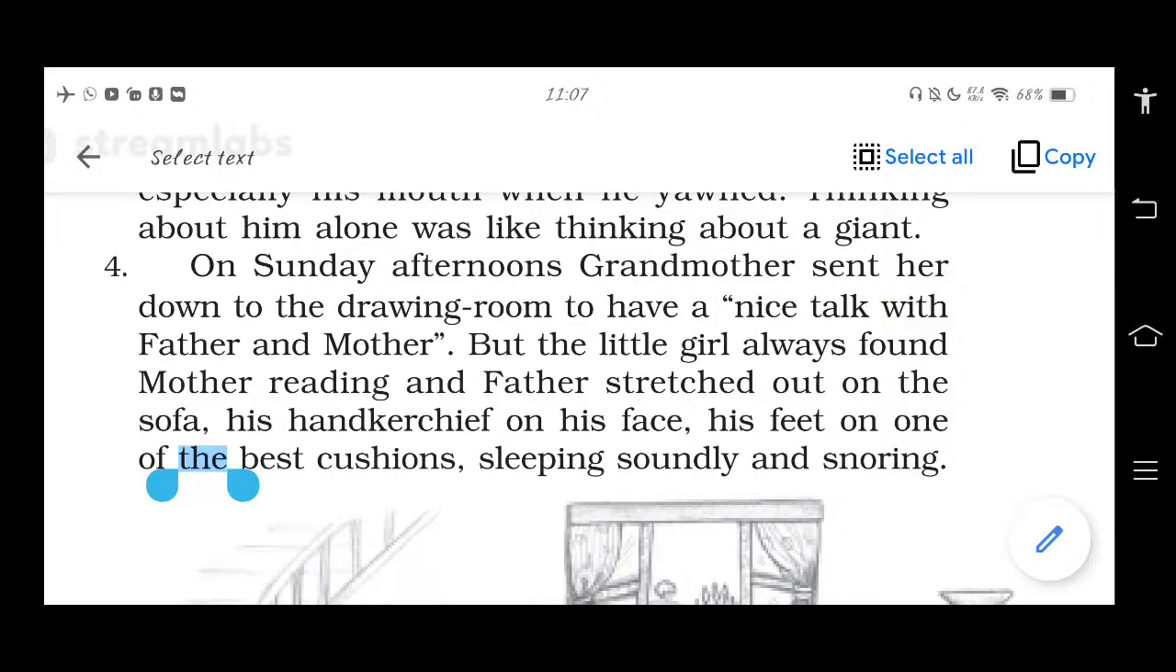So that is why, to make the girl free, her grandmother sent her to the drawing room where her mother and father are. And what is the intention of her grandmother? Just to make this girl feel free and to encourage her to speak with her father and mother in a free way.